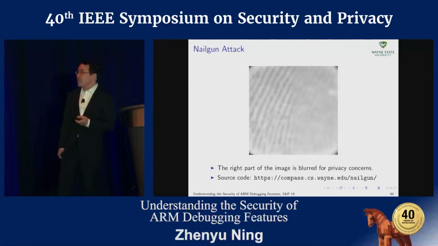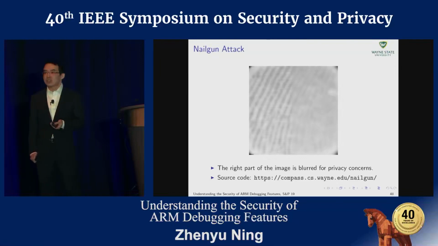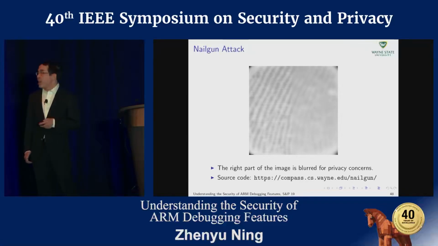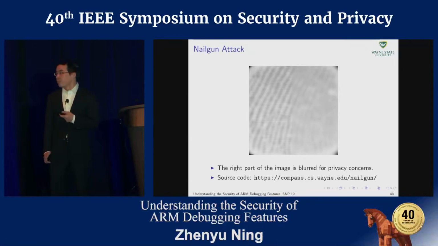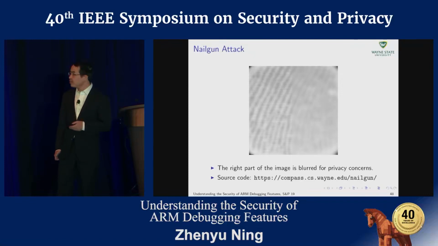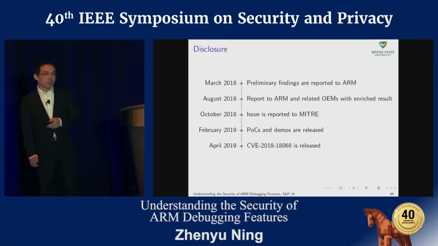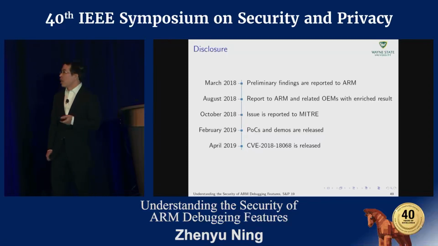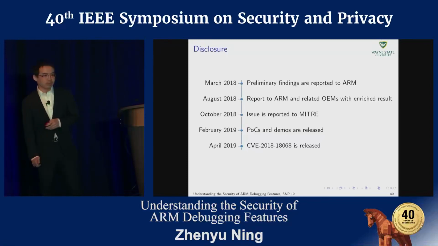And this is an example of the extracted fingerprint data. The right part of the image is blurred for privacy concerns. The source code and the video demo of this attack can be found on our project website. Also, we have reported our findings to ARM and related OEMs. This is the timeline for our disclosure.